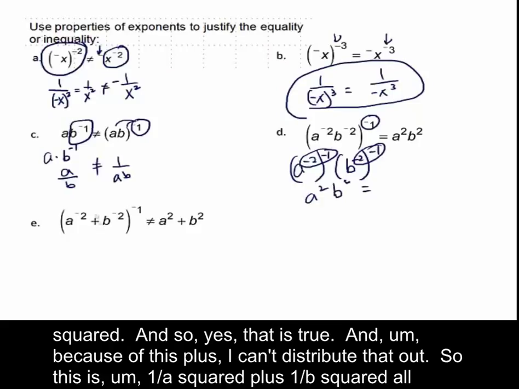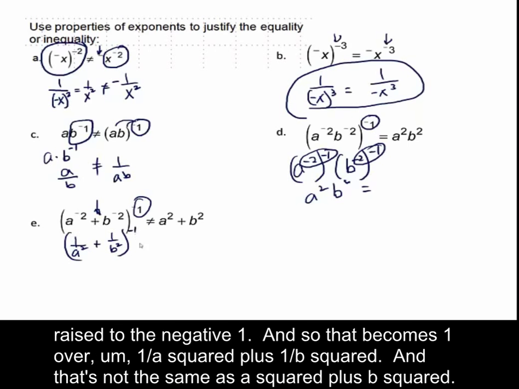And because of this plus, I can't distribute that out. So this is 1 over a squared plus 1 over b squared, all raised to the negative 1. And so that becomes 1 over a squared plus 1 over b squared. And that's not the same as a squared plus b squared.